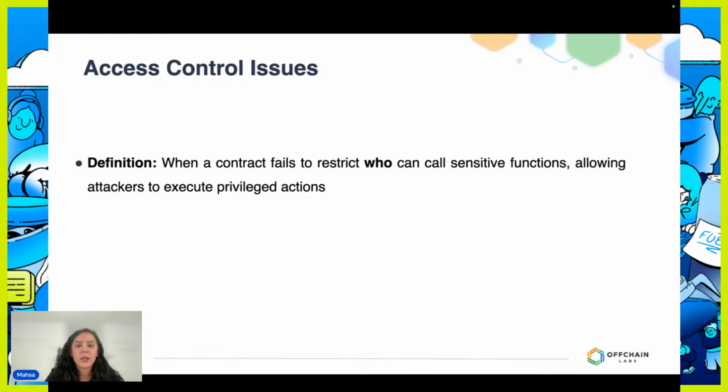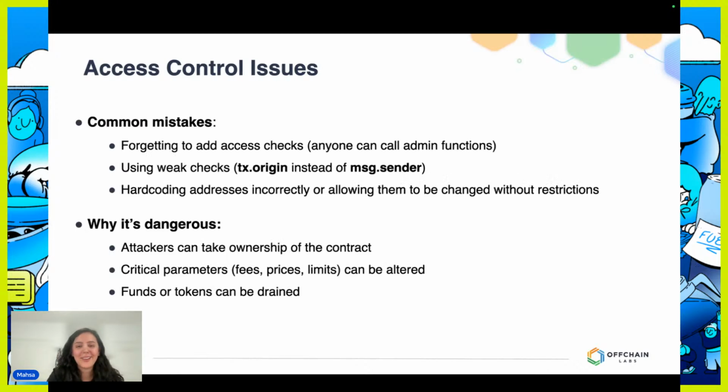So the attacker was able to call a function that they were not supposed to, and they were able to permanently freeze $150 million inside the contract, forever gone. The common mistake for access control is that sometimes developers forget to add proper access checks. So here, anyone can call admin functions.